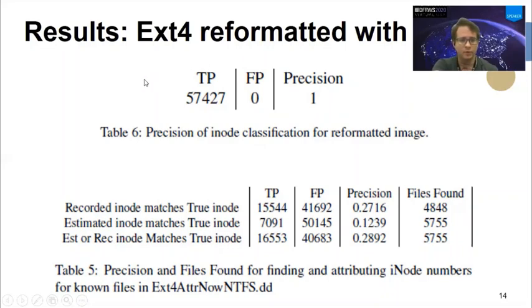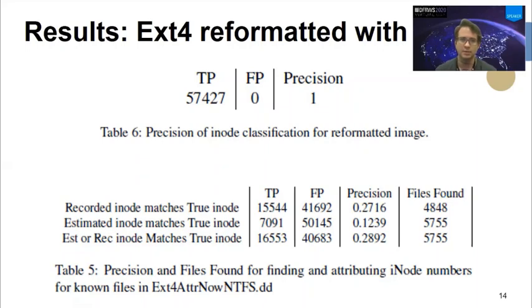And then for this table down here, this is more or less discussing recall, but first we're going to focus on this column here. We didn't write down the percentage of recall, we just recorded the number of files found. The reason we did this was because when ext4 was reformatted with NTFS, much of the data was overwritten. A lot of the inodes were overwritten.